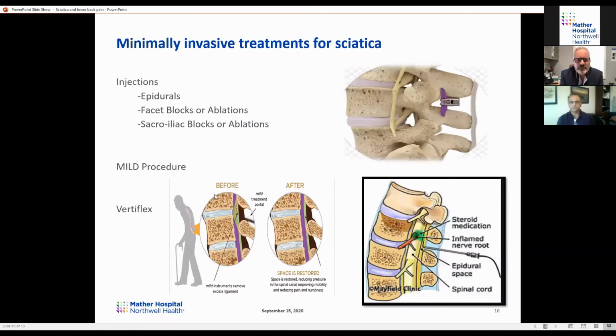And the next slide. This is what I specialize in, the minimally invasive treatments for back and leg pain.